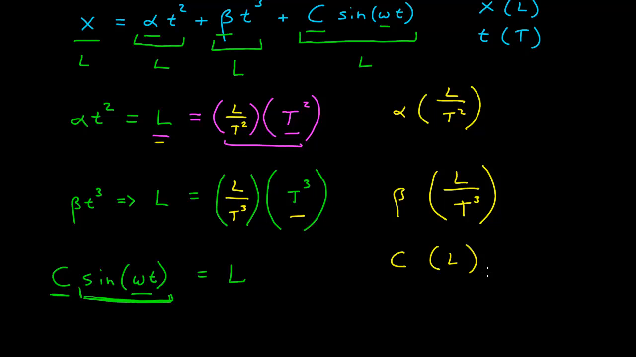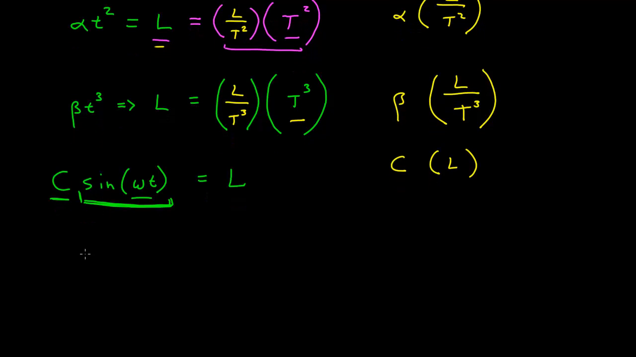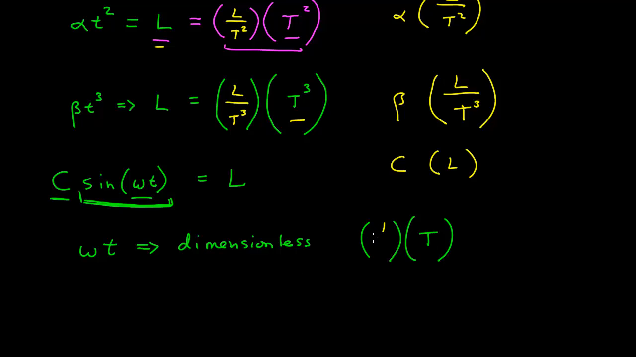Okay. And so we also know then that omega t must be dimensionless. Well, omega is what we're trying to find. T has dimensions of time, and for this to be dimensionless, omega must have dimensions of 1 over time, so that the result has no dimension at all. And so the dimension of omega is 1 over time.